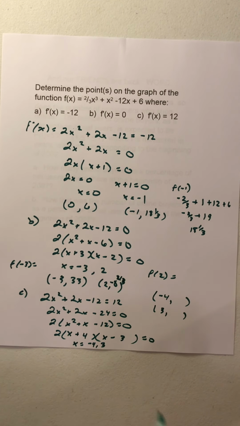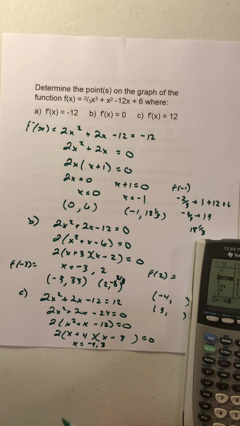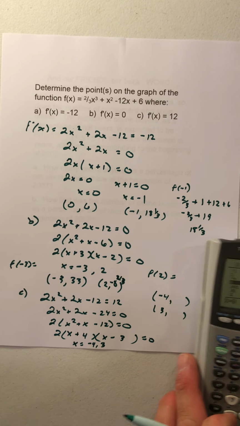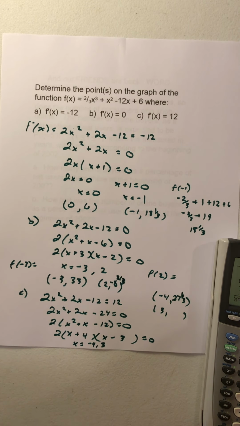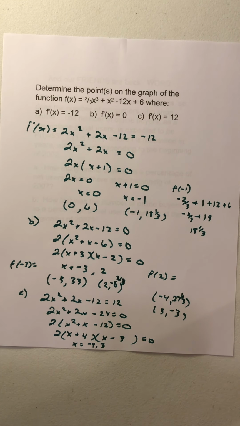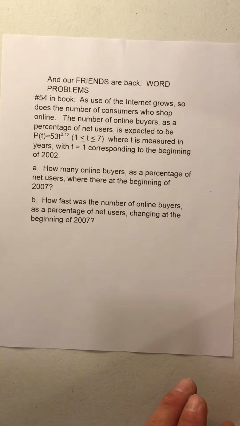Well, the nice thing is I've already got my calculator set up. I've already got my table set up. So if I type in negative 4, I get 27 1/3. And if I plug in my 3, I get negative 3 out. So that gives me my 2 points that we're working with there as well. So a little long on the problem, but not too miserable. I think you guys can work through that.